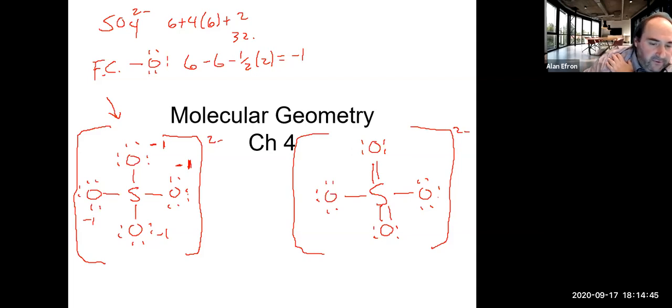If we did our sulfur in the middle there, with single bonds, it would be 6 minus 0 minus 1/2 of 8, and that's going to give us +2.